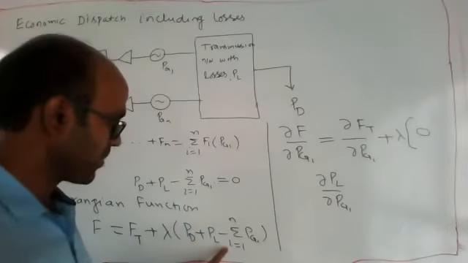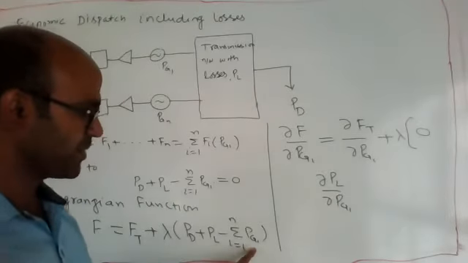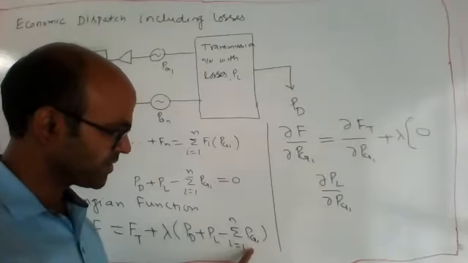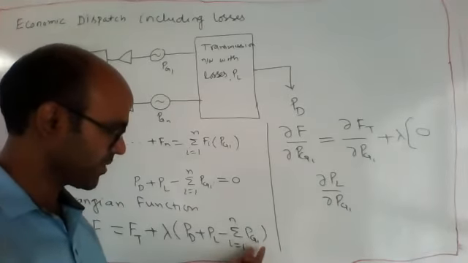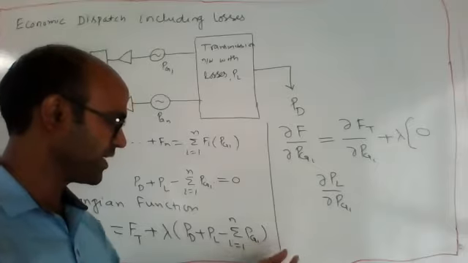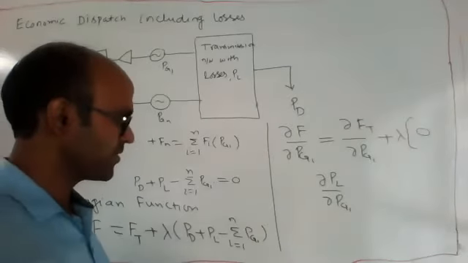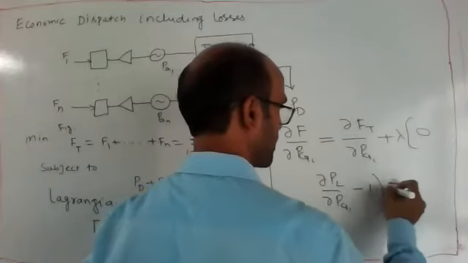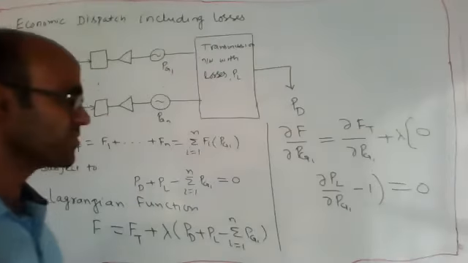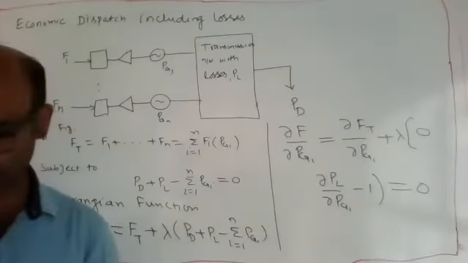Then minus this sum of Pgi. If you open this, Pg1 plus Pg2, somewhere in between there is Pgi, then Pgn. So this will only have derivative 1, so minus 1. And put this equal to 0. So what we are getting from here is lambda.